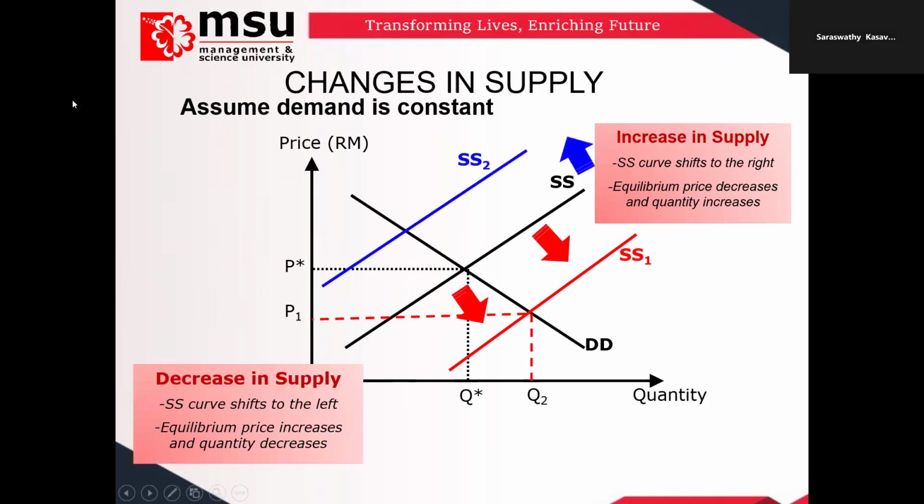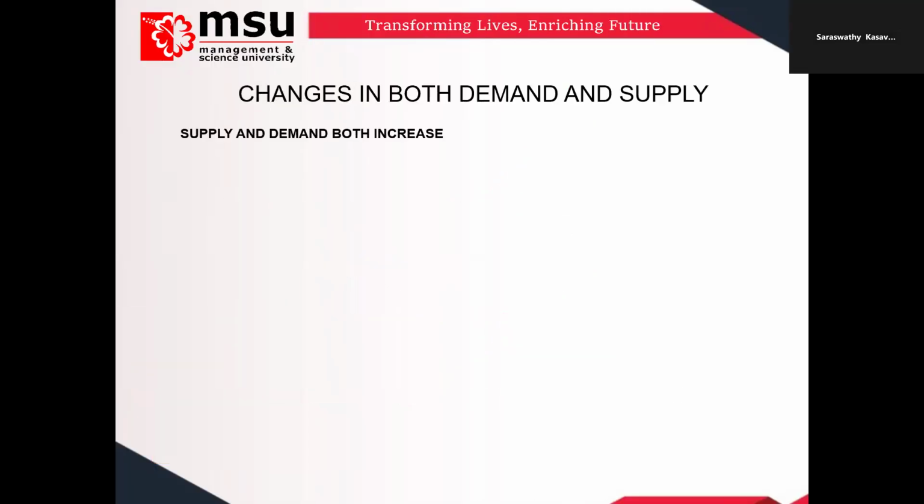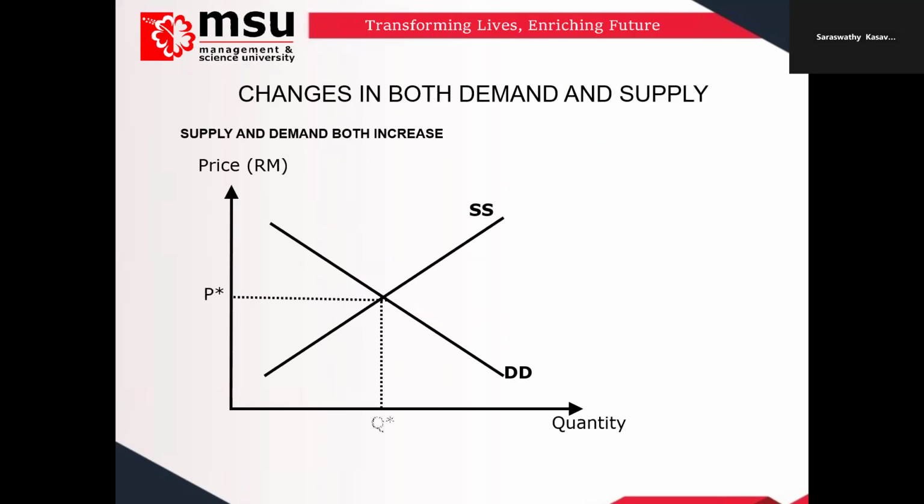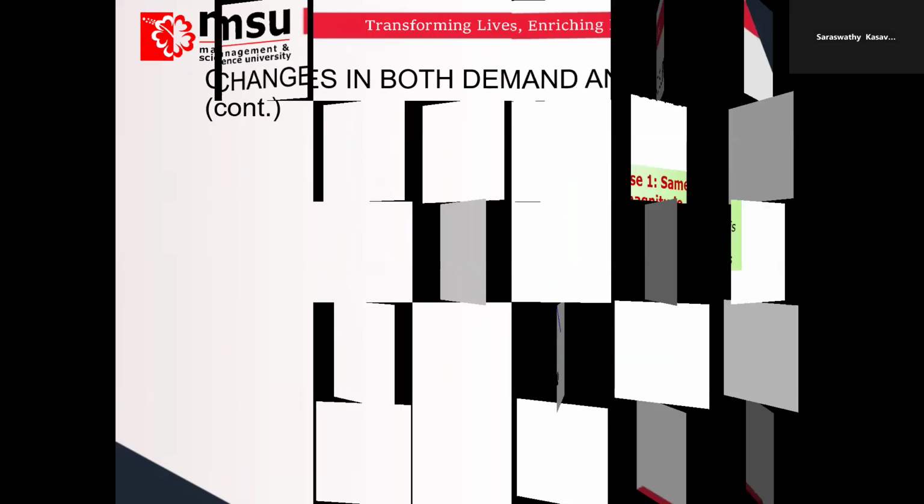What happens now if there is a decrease in supply? The supply curve will shift to the left side, from SS0 to SS1. The price will increase from P star to P2. The quantity decreases from Q star to Q1. What happens if there are changes in both demand and supply? Let's say demand and supply both increase.